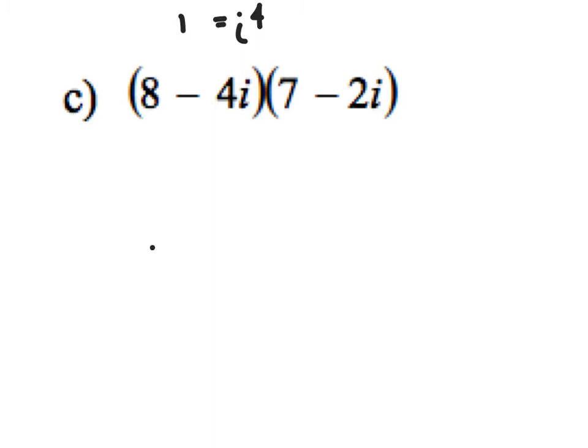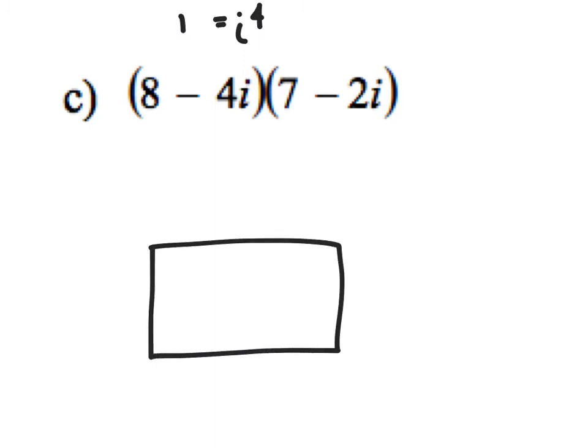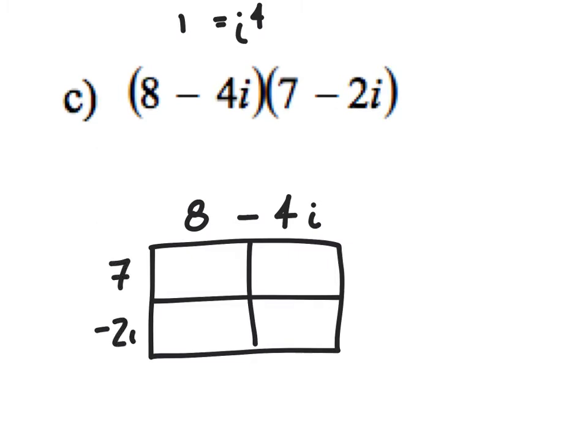I don't historically use the box method with imaginary numbers, but I think it's good practice to start. So I'm going to do 8 minus 4i here, and then 7 minus 2i. Now what's going to go in this box, 7 times 8, is going to give me 56. Then if I take negative 4i times 7, multiply your numbers, keep the i there, this is going to give me negative 28i.